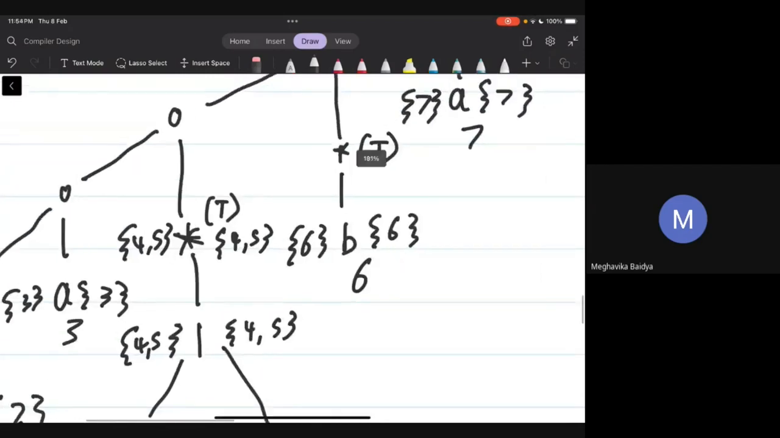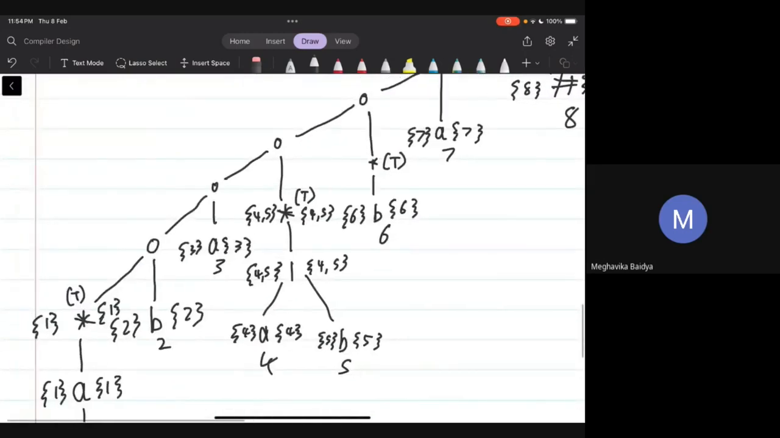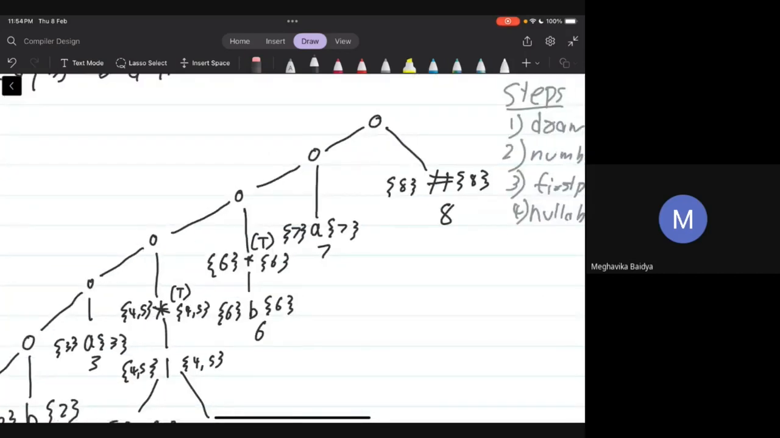Okay, tell me now. And then for this star, same thing. What's below it? It's 6. So 6. Okay, one second.